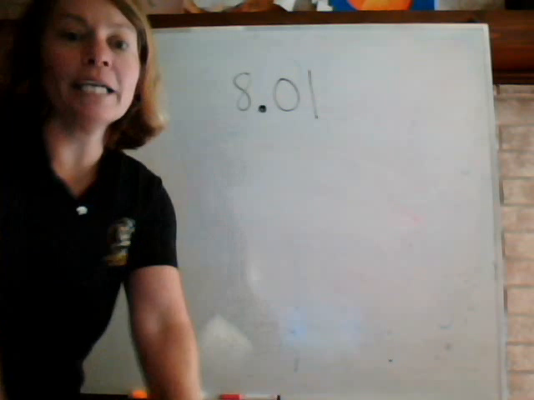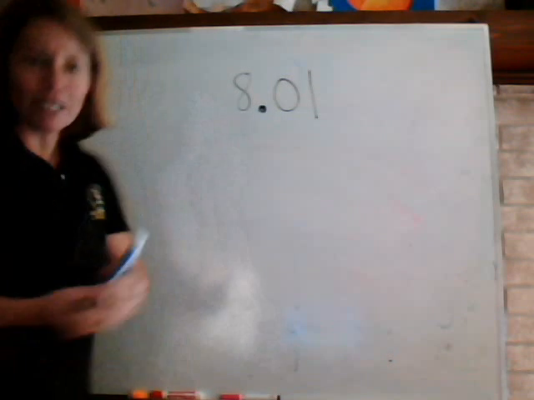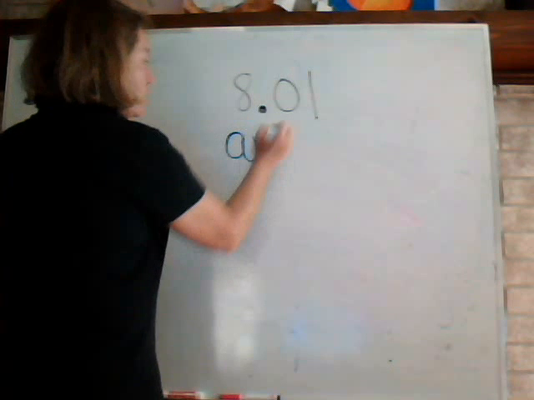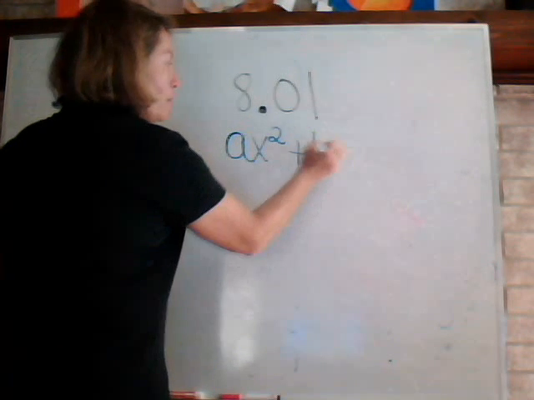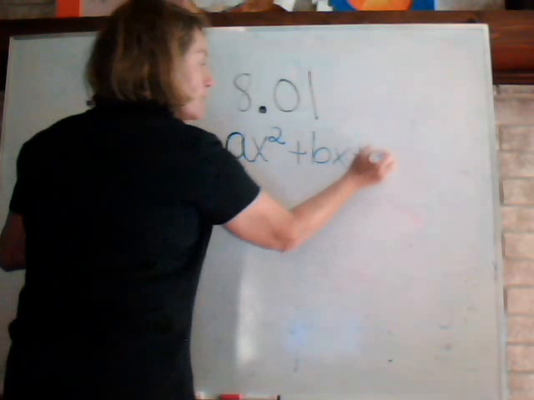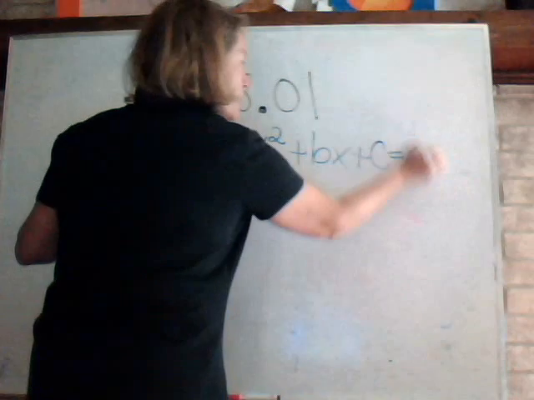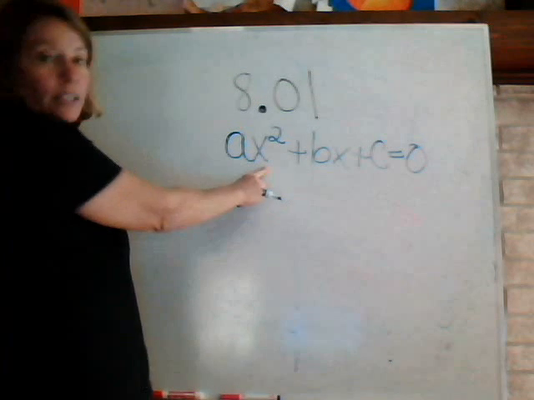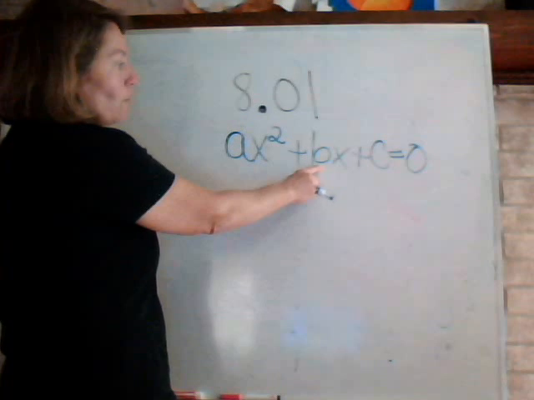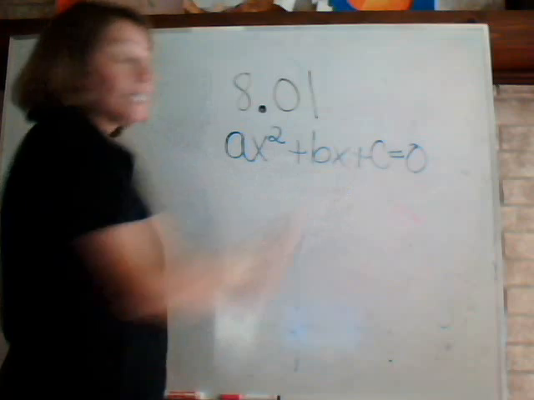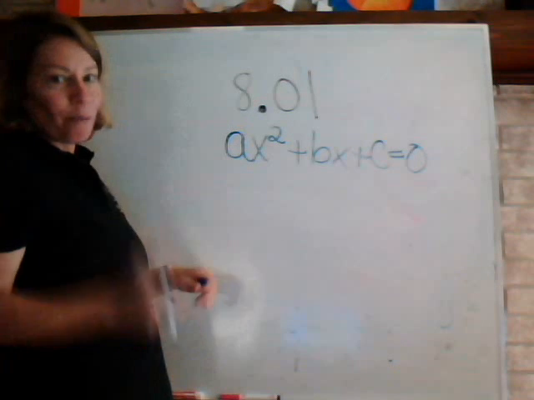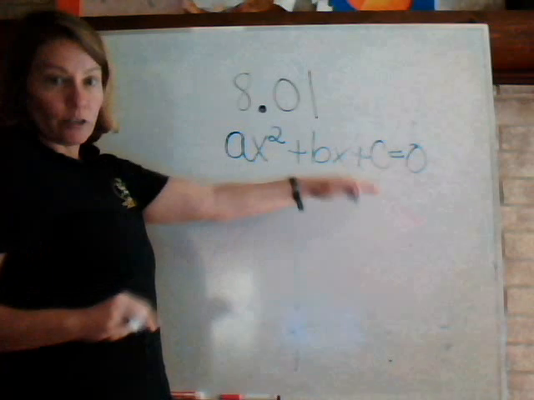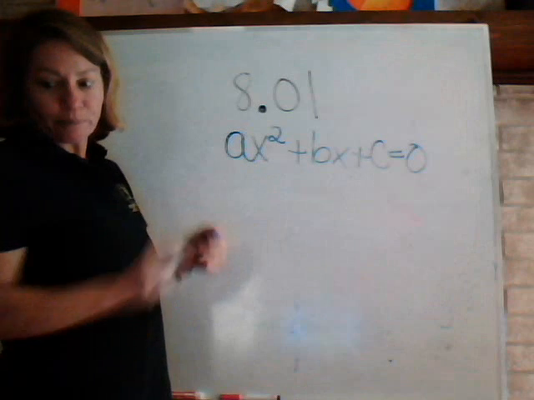The first form is standard form. What's standard? It is ax squared plus bx plus c equals 0. That's my standard form, where a is the coefficient of the x squared, b is the coefficient of the x to the first degree, and c is our constant. So you can remember c stands for constant, and it's set equal to 0. So that's the standard form of a quadratic equation.